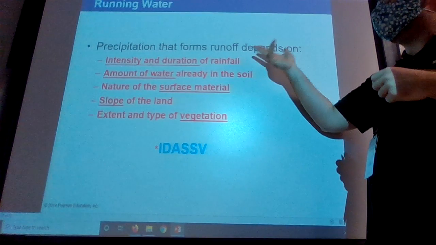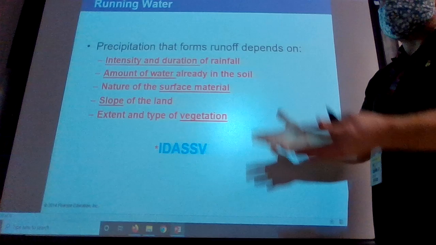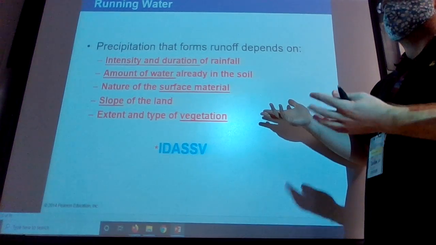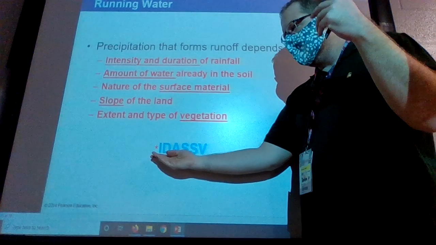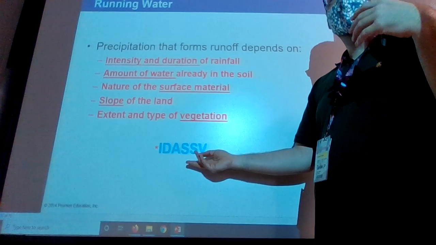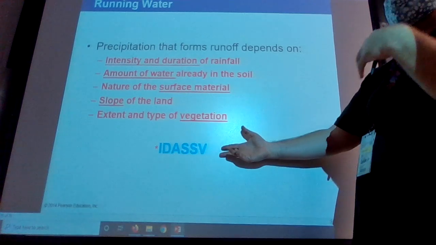Precipitation that forms runoff. So now we're talking about rain that hits the land and doesn't go directly back into the oceans or streams. It depends on several things. And they have this little, I guess, is this an acronym? Is that what those are called? A little acronym for all the words they have here, which probably won't help you remember this at all.